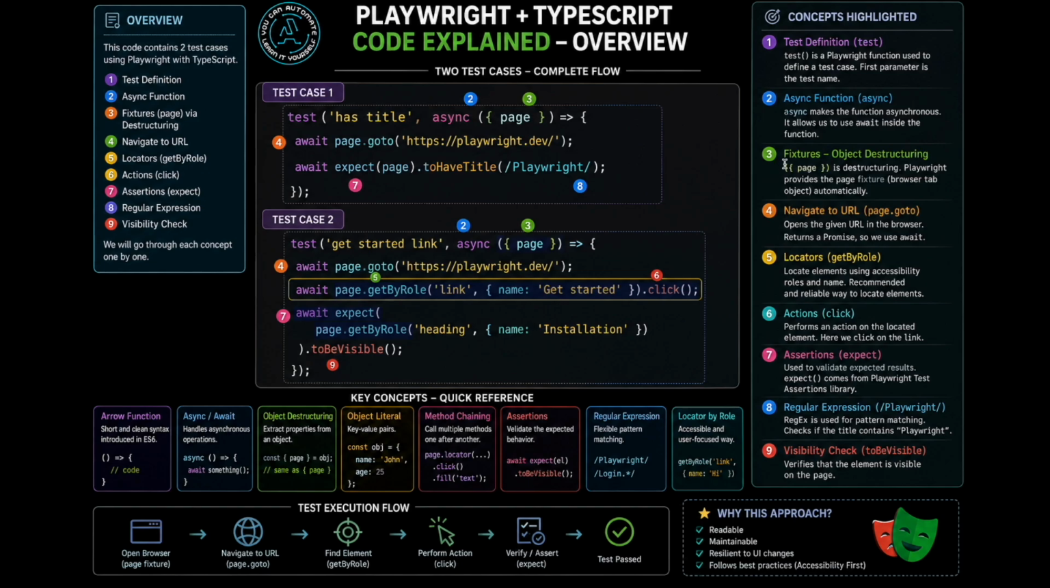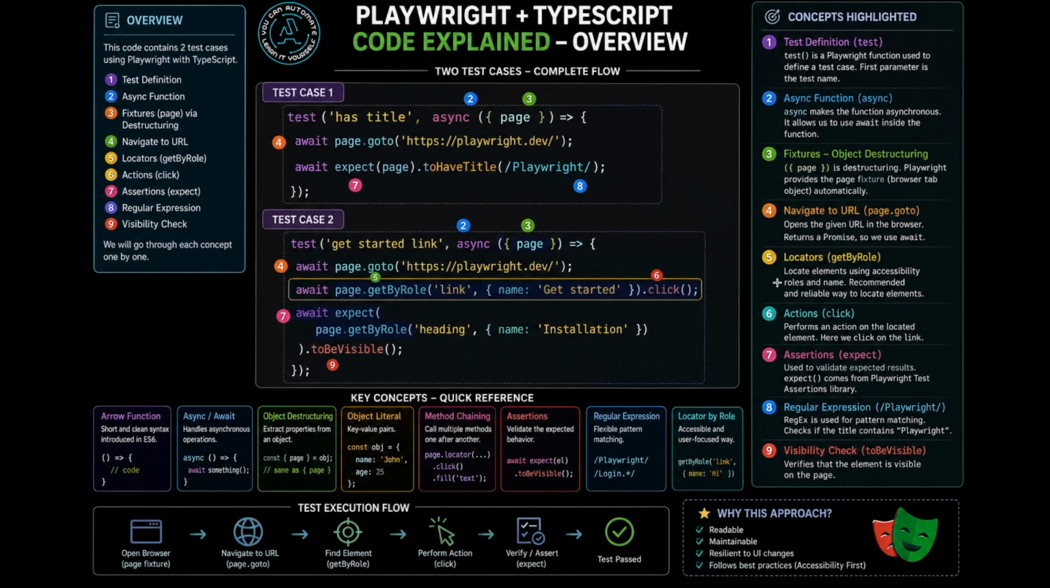And the third thing is fixtures, object destructuring. This means that page, right? Here it is numbered as a 3. That means that whenever you open a browser, each tab in the browser is indicated by the page object. The fourth thing is navigate to URL. So page.goto is a way of indicating that you go to this particular website.